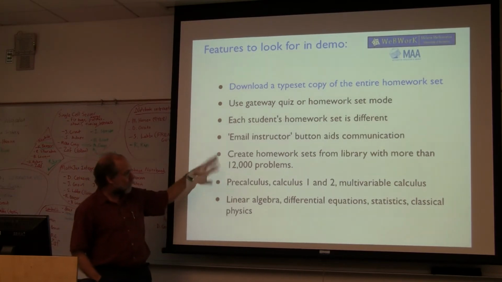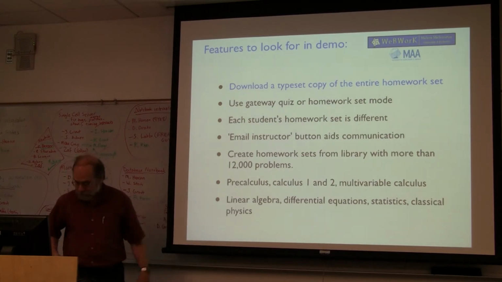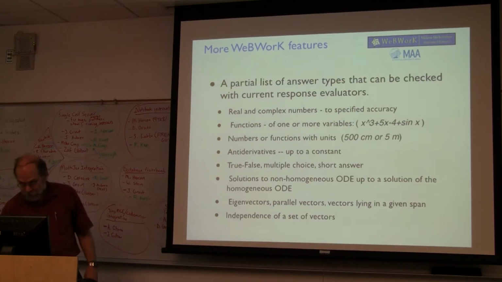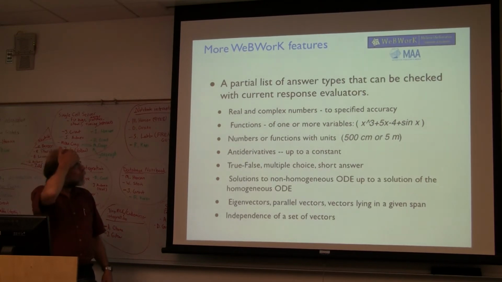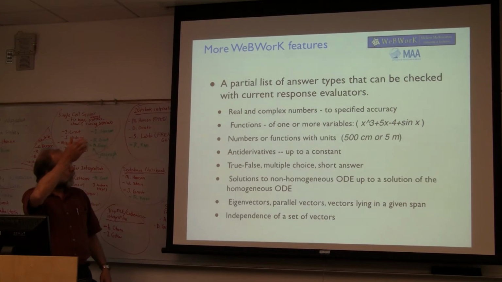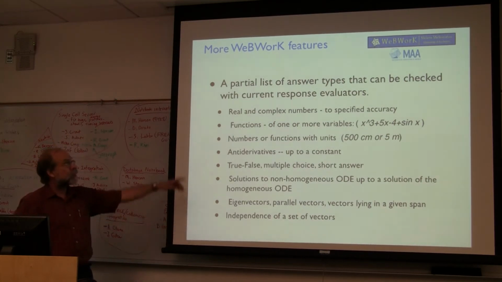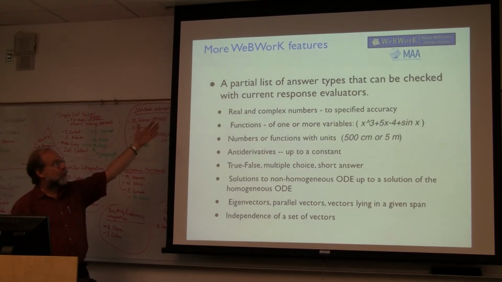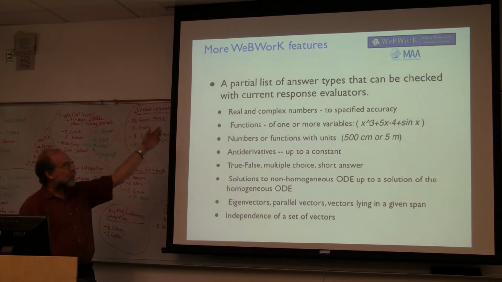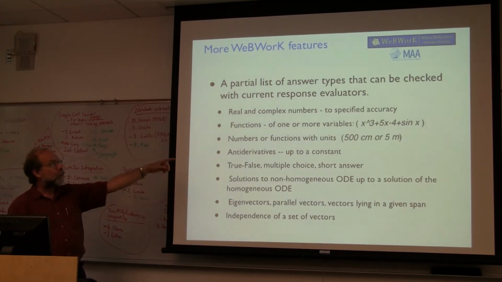This is an old slide, so it's much more than 12,000 problems now. Just to give you an idea, and again, David is responsible particularly for the most recent versions of these answer evaluators. These are the canned answer evaluators. You can check real or complex numbers up to specified accuracy, any kind of function, including complex variable functions, and numbers or functions with units. It's quite clever about the units, and I'll show you that.